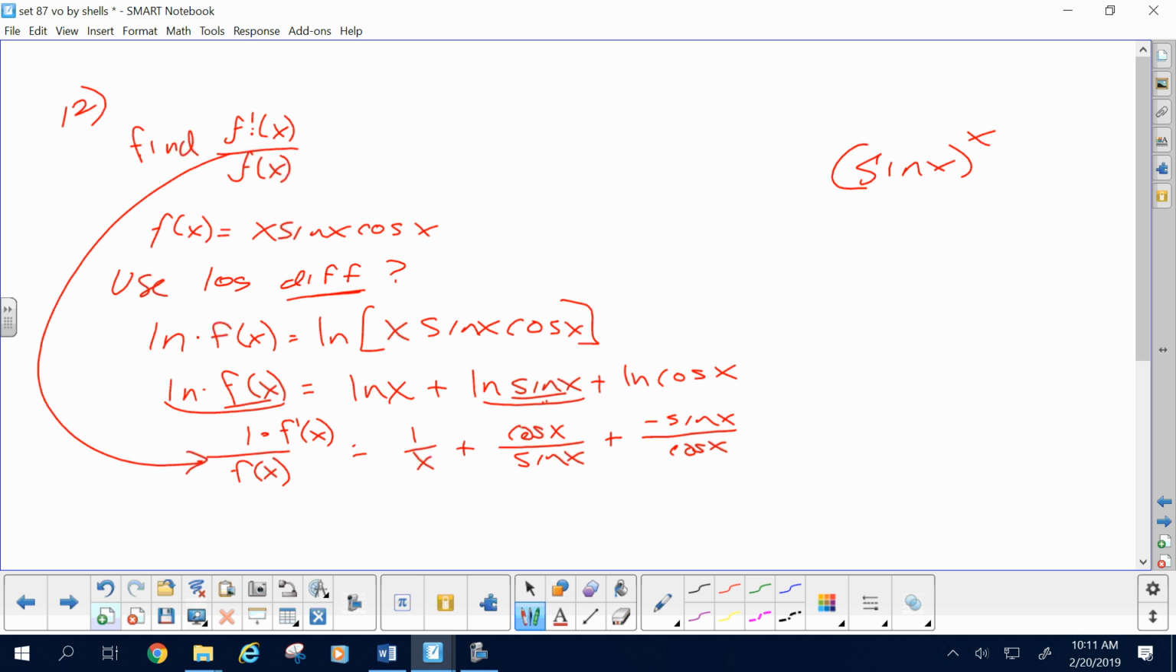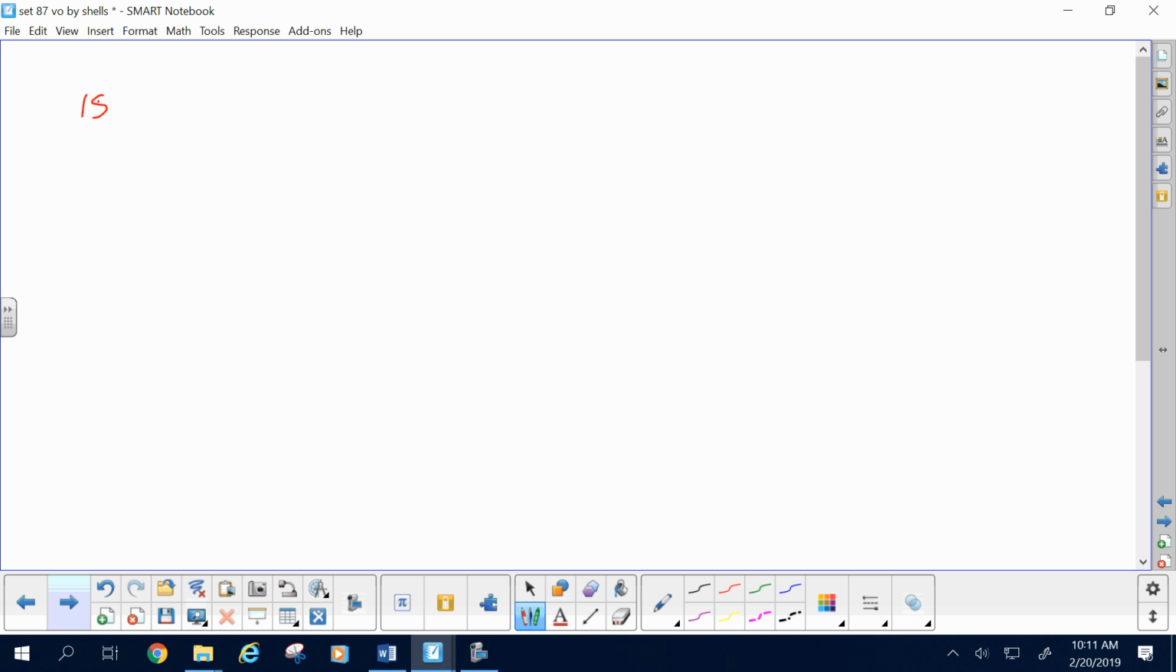15, question on 15. Y equals e to the x squared. On the x-axis from 1 to 2. Y equals e to the x squared.